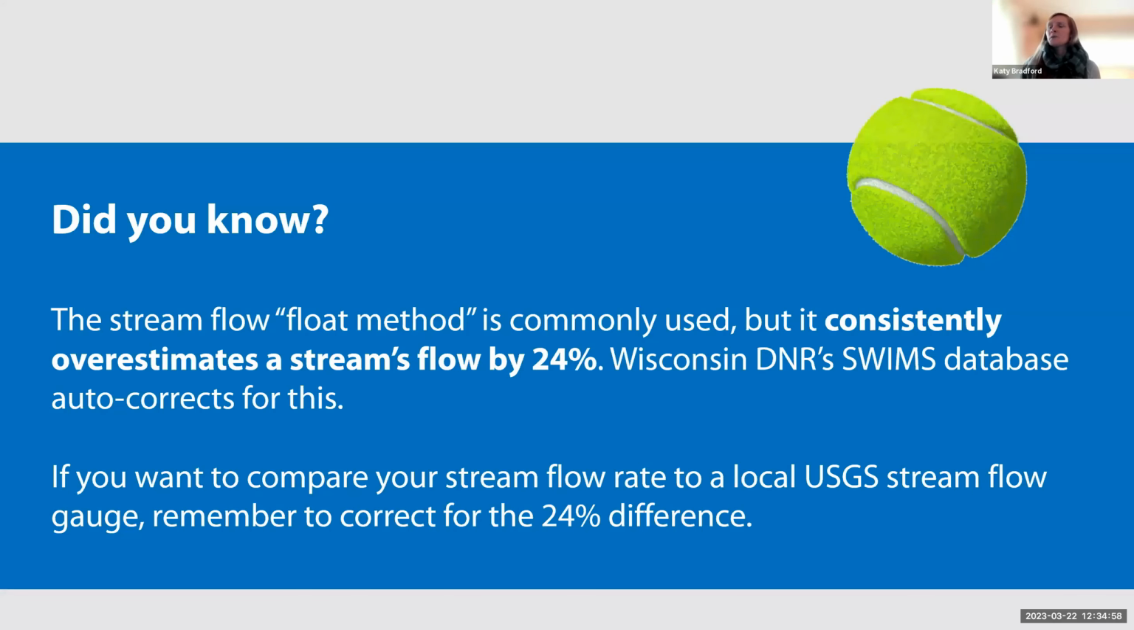And I just have a few more points to share. One is that this is a really common method to use, at least in the US, but it does overestimate the stream flow by about 24% because we're averaging a lot of things. And so when our volunteers enter their points into our database, the database auto corrects for that. It multiplies their value by, I think it's 0.76 in order to bring their stream flow discharge down to what it is.